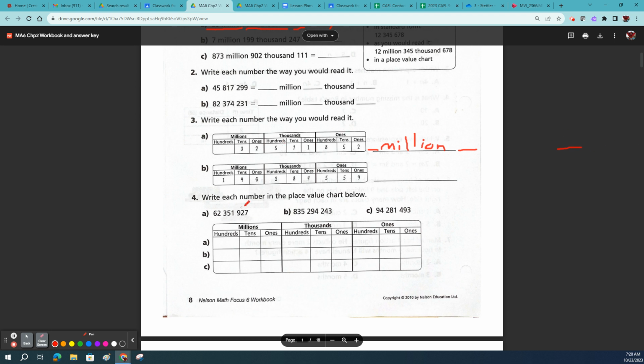And the last question says write each number in the place value chart below. We should be experts at that.